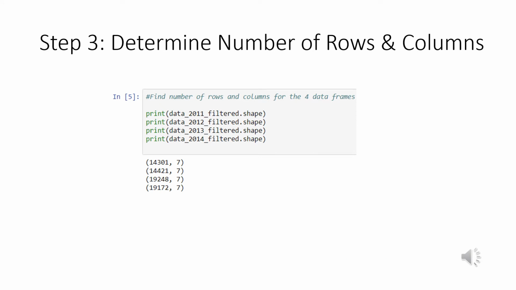In this step, we are going to find the number of rows and columns for the 4 data frames that we just created in the previous slide. Notice that we now have 7 columns instead of the 22 columns that we had in the original CSV file.